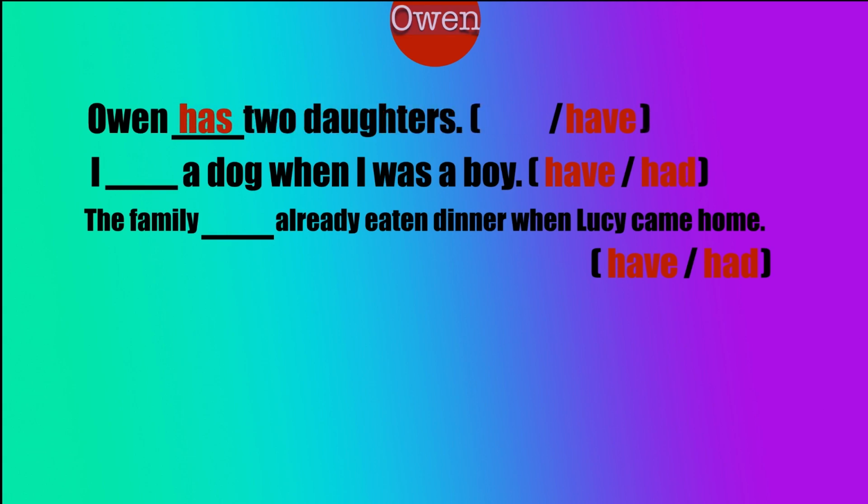Now, the second one, I, blank, a dog when I was a boy. Well, you can say that the sentence is in the past tense because it is talking about something that happened when I was a boy. So we always use had in the past tense.